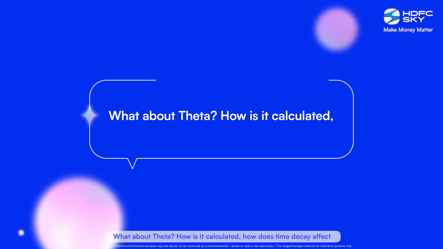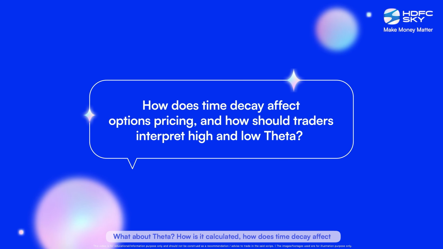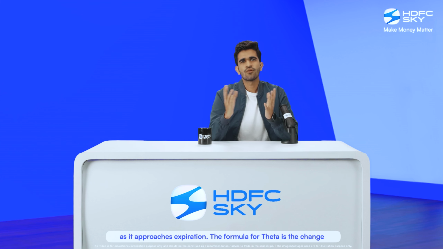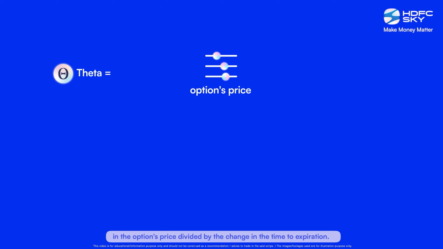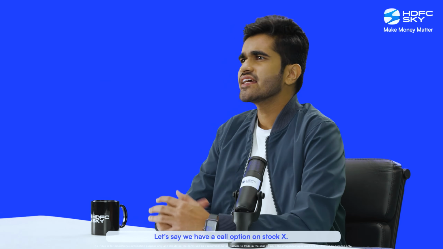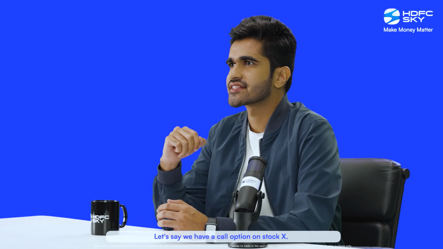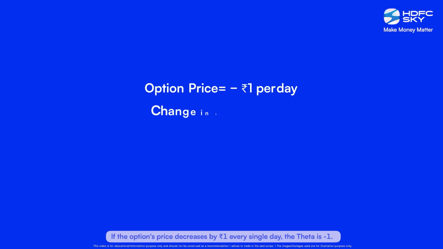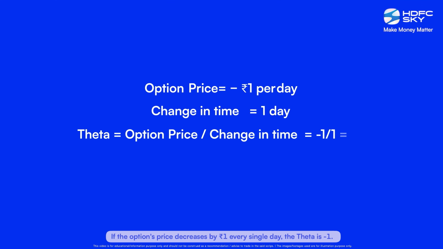Okay, and what about theta? How is it calculated? How does time decay affect options pricing? And how should traders interpret high and low theta? Theta measures the rate at which an options price declines as it approaches expiration. The formula for theta is the change in the options price divided by the change in the time to expiration. Let's say we have a call option on stock X. This option has 30 days to expiration. If the options price decreases by rupees 1 every single day, the theta is -1.